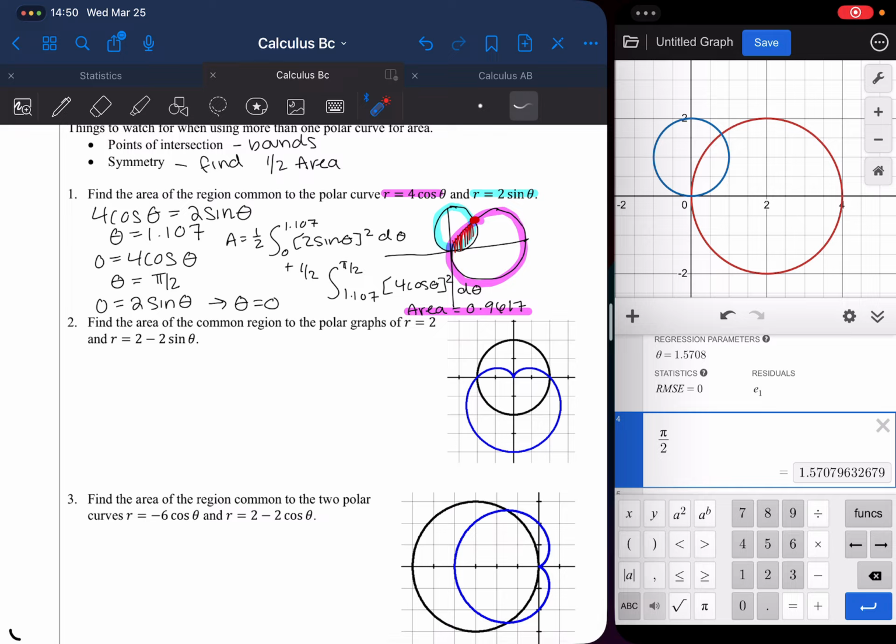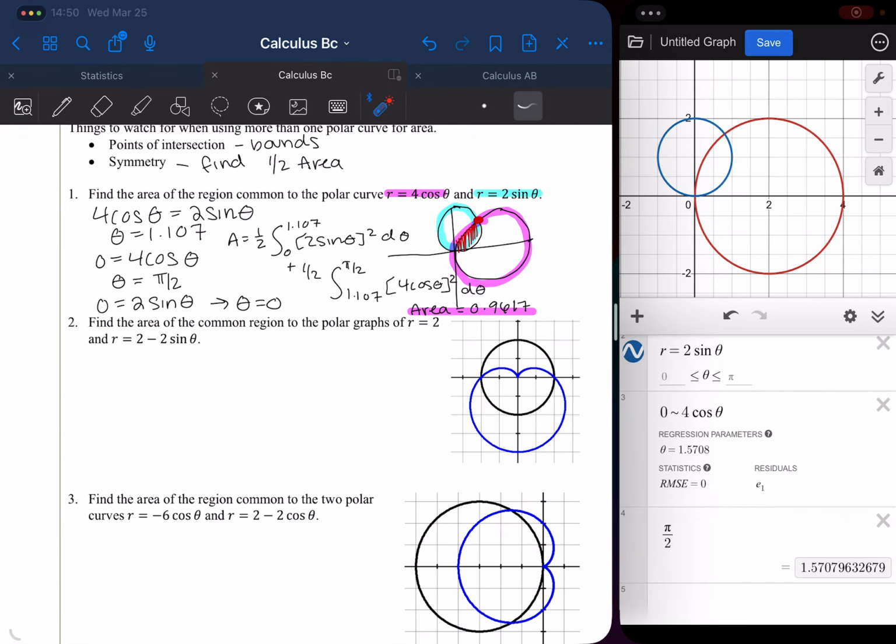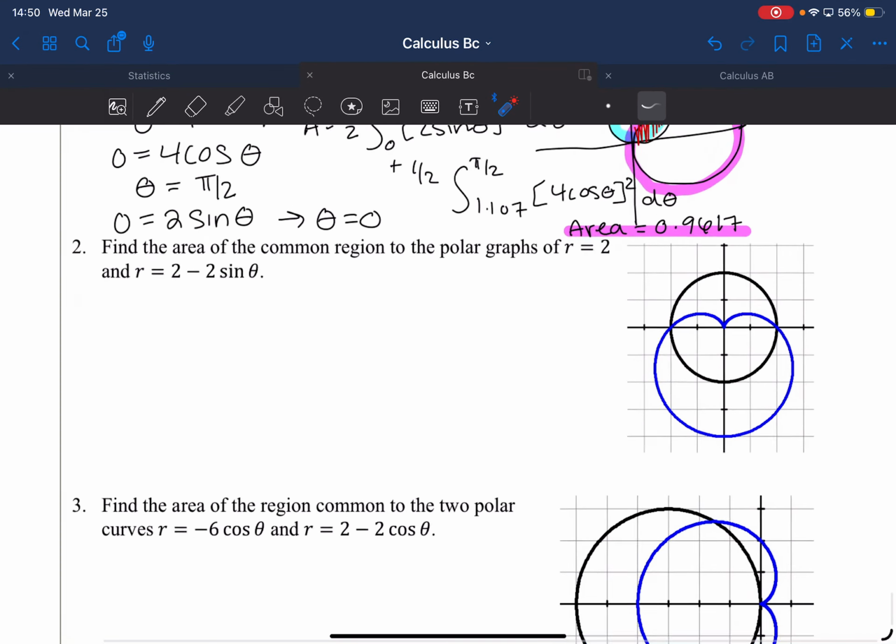So for the rest of these, we still need Desmos, but I'm just going to write the answer down for each of the thetas that we find in area, just so I can have a larger screen here. But you're more than welcome to keep following along on Desmos.